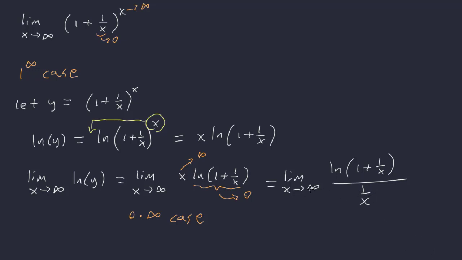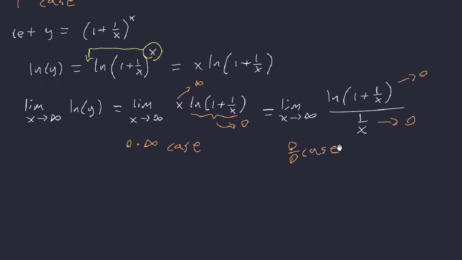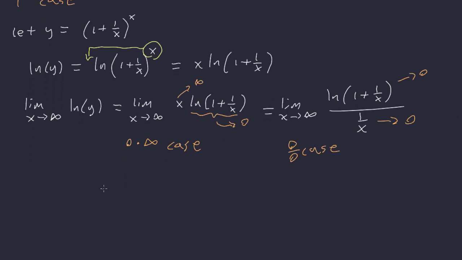Now, this is going to be a 0 over 0 case, because this part here is still going to 0, but now this is a 1 over infinity, which is a 0. So now that we have a 0 over 0 case, we have this set up to use L'Hopital's rule.